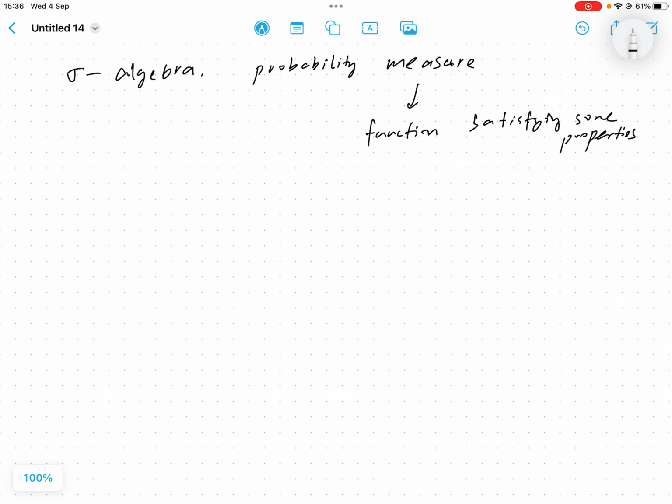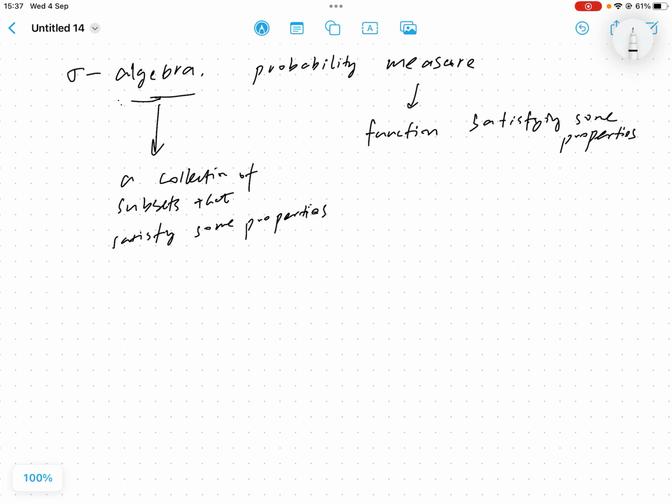And so algebra, we will talk about the sigma algebra later. Basically an algebra is just a collection of subsets that satisfy some properties. Okay, so with those pretty simple intuitions, we can begin our rigorous definitions for those things, right?